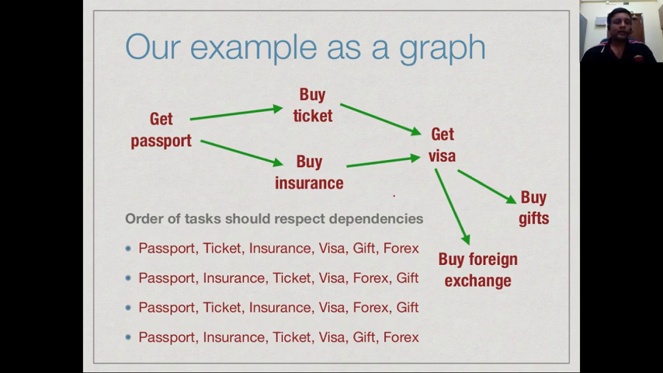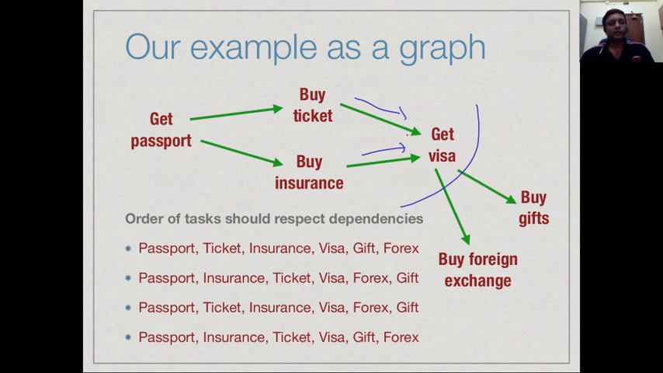So if we look at the constraints that we wrote, this is the graph that we had. We had a constraint which said you need a passport to buy a ticket, you need a passport to buy insurance, you need both a ticket and insurance to get a visa. So there are 2 constraints pointing to visa. Then you need a visa to buy foreign exchange. And finally we will buy a gift only if the trip is confirmed. And at this stage, when all these operations are done, we can assume the trip is confirmed because nothing is blocking us getting on the plane.